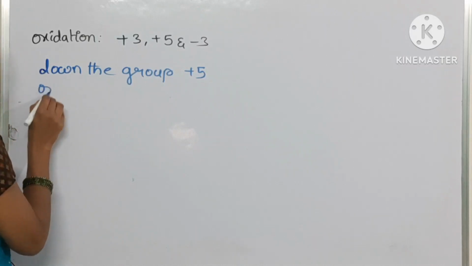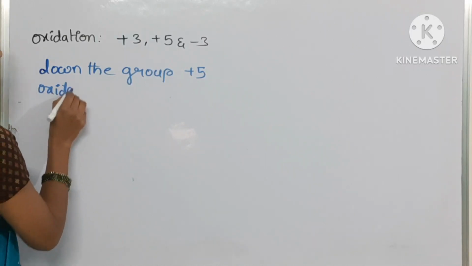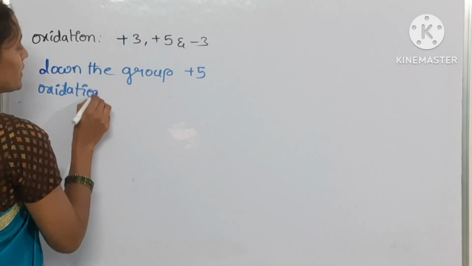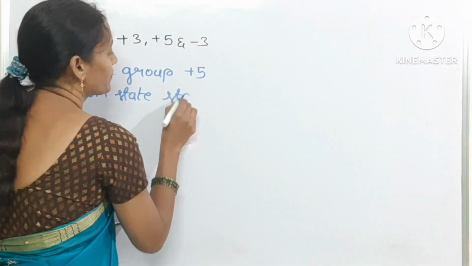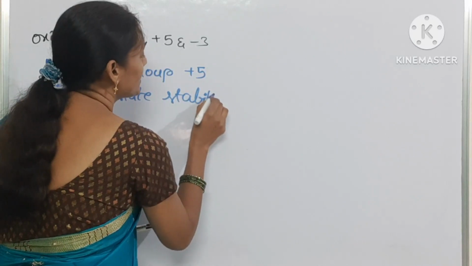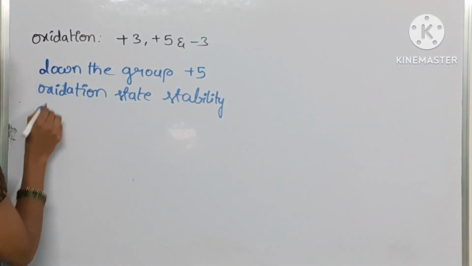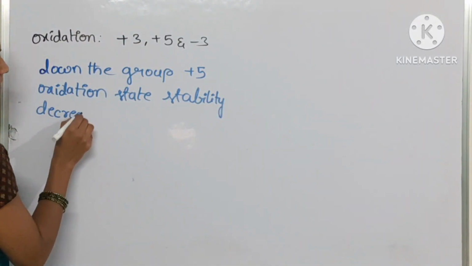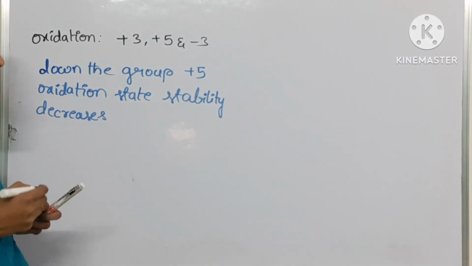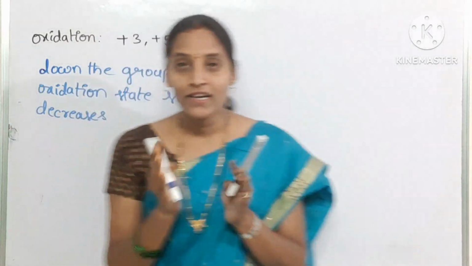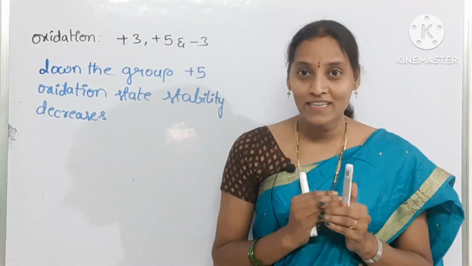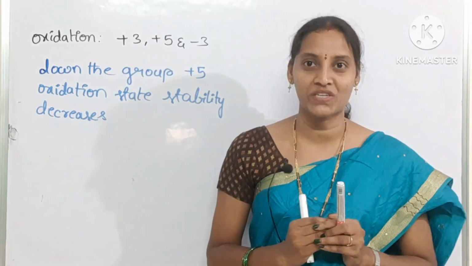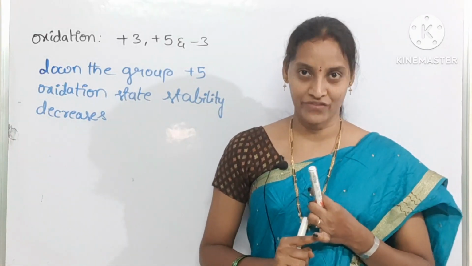the +5 oxidation state stability decreases. What is the reason here? If you move down the group, +5 oxidation state stability decreases. The reason behind this is the inert pair effect.